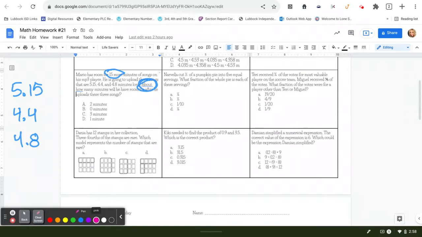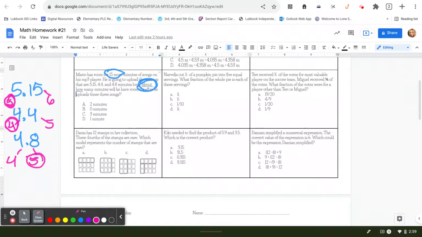So remember, we need to be giving our numbers legs. 5 and 15 hundredths is between 5 and 6. 4 and 4 tenths is between 4 and 5. And 4 and 8 tenths is between 4 and 5. 5 and 15 hundredths is closest to 5. 4 and 4 tenths is closest to 4. And 4 and 8 tenths is closest to 5.